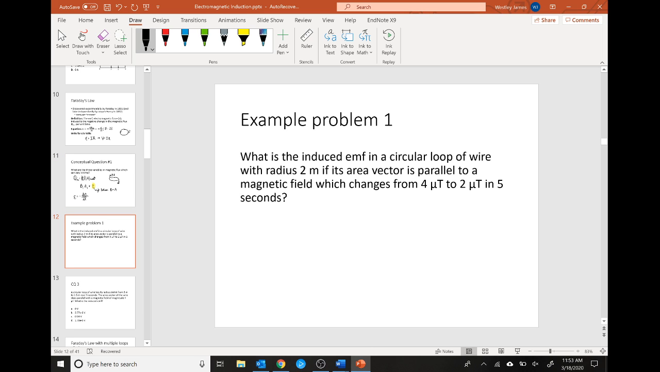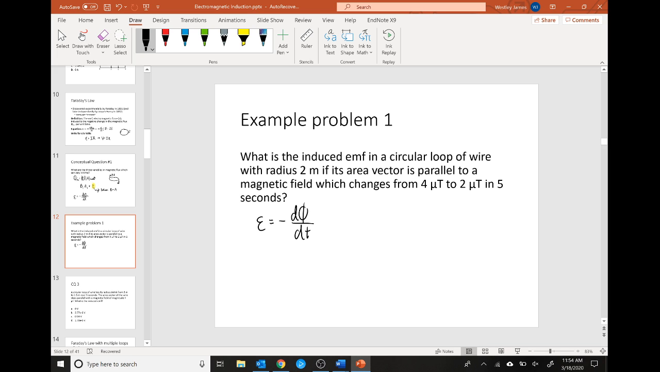Okay. So here's an example problem that I'm going to work through for you all. What is the induced EMF in a circular loop of wire, which has a radius of 2 meters, if its area vector is originally parallel to the magnetic field and the magnetic field changes from 4 microtesla to 2 microtesla in 5 seconds? Okay, so how do we go about solving this problem? Well, we're trying to find induced EMF. So if we're trying to do that, you need to immediately jump to this equation.